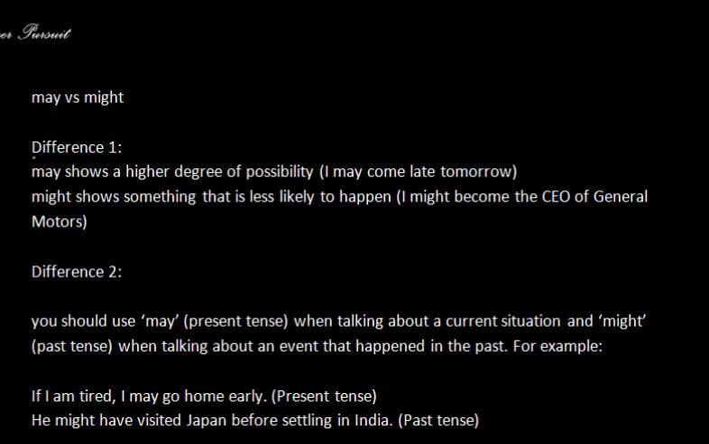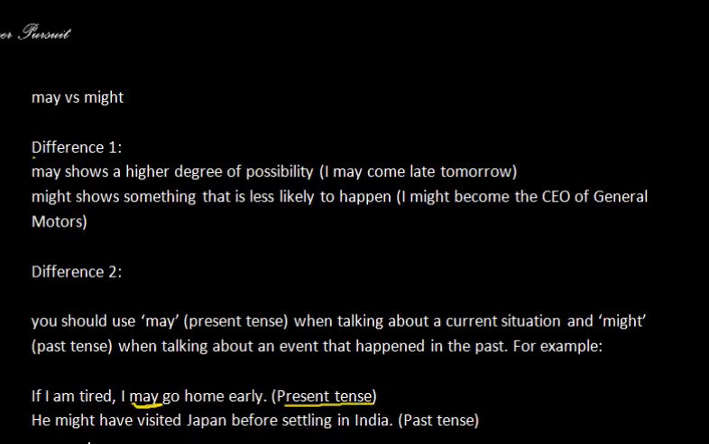The second difference says here that you should use may in the present tense when talking about a current situation, and might in the past tense when talking about an event that happened in the past. For example, when you say, I am tired, I may go home early, it shows that you are basically in the present tense.